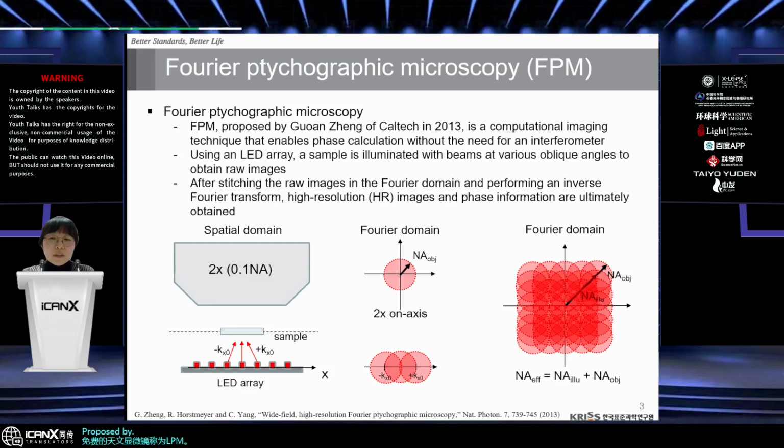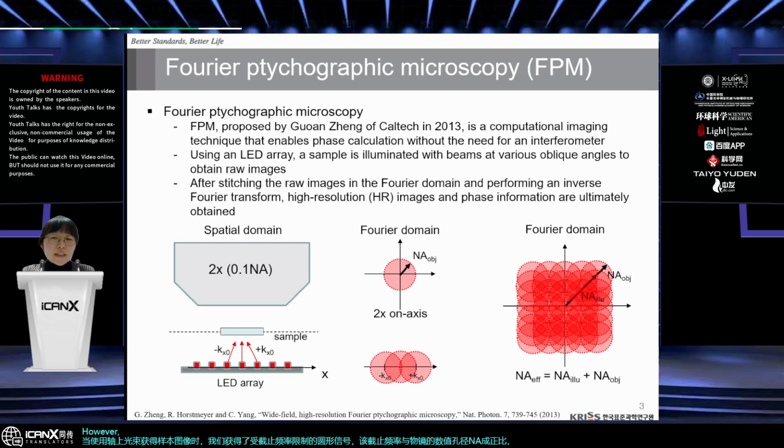proposed by Professor Guoan Zheng of the University of Connecticut, is a computational imaging technique that enables phase calculation without the need for an interferometer. Let me provide a more detailed explanation through a figure. When obtaining a sample image using an on-axis beam, we obtain a circular signal limited by a cutoff frequency that is proportional to the numerical aperture NA of the objective lens in the Fourier domain.